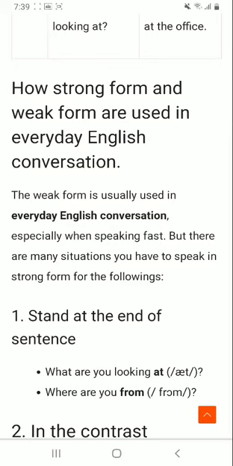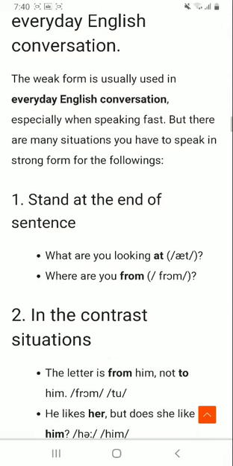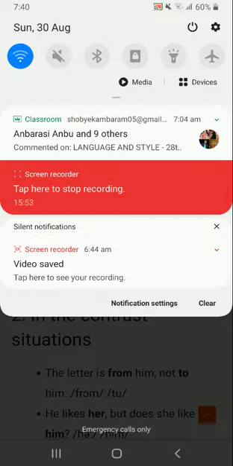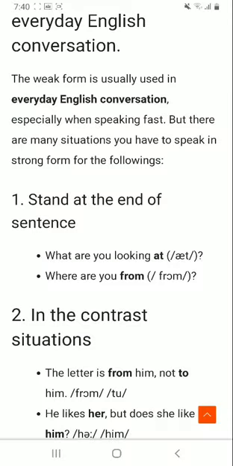Especially when we speak fast. But there are many situations where you have to speak in a strong form, for the following. Everyday conversation, weak forms. But we have many situations where we have to go with the strong forms. Here comes: strong forms at the end of sentences. Strong forms mostly come at the end of the sentences.